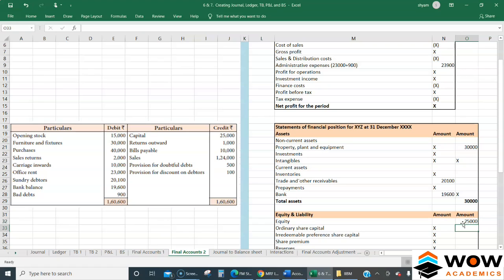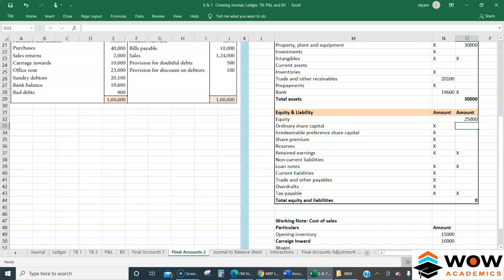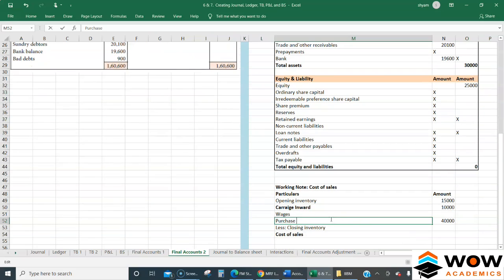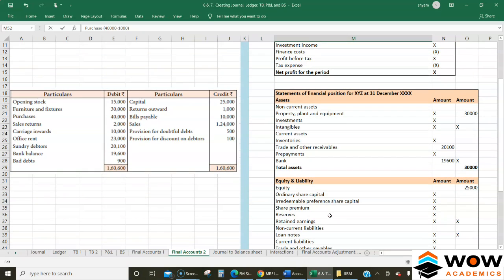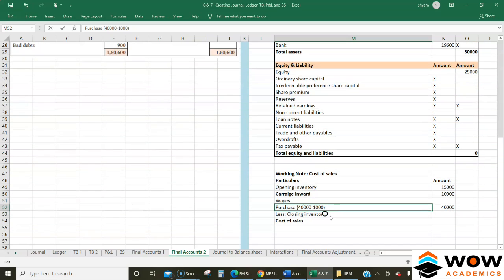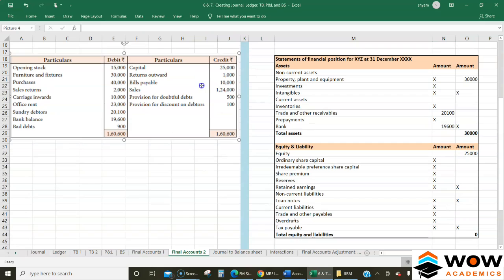We have capital. We have return outwards. Return outwards is purchase returns. We already have purchase here, so from purchase we will deduct the purchase returns or return outwards. The next one is bills payable. We have here trade payable. That's 10,000.